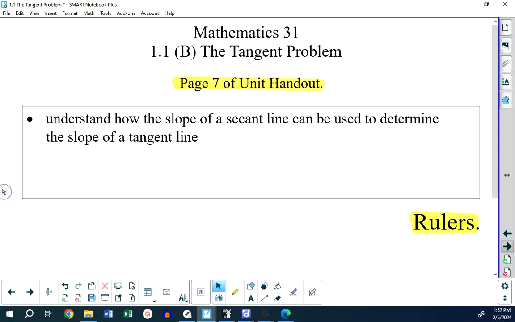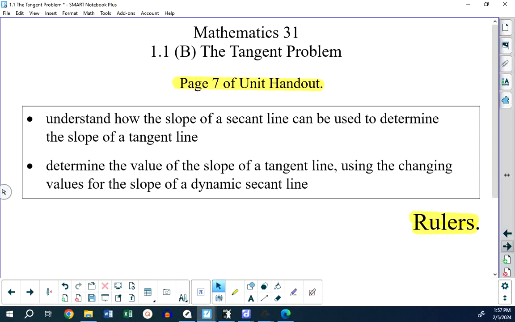We need to understand, and there's a lot of terminology here in this lesson, how the slope of what's called a secant line can be used to determine the equation of what we call a tangent line. And once we understand how that works, we're going to actually do that. So the first bullet here is just understanding, in a general sense, what the relationship between a secant slope and a tangent slope is, and then using a secant slope to determine a tangent slope.